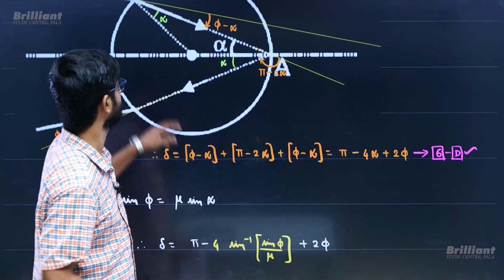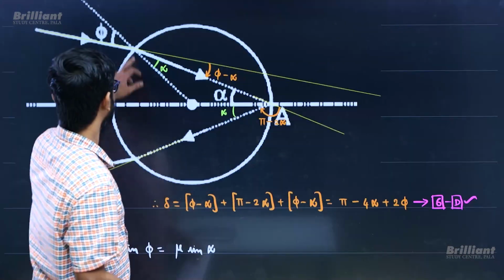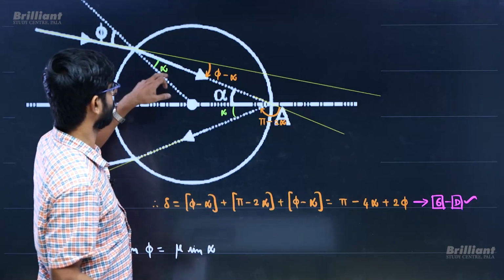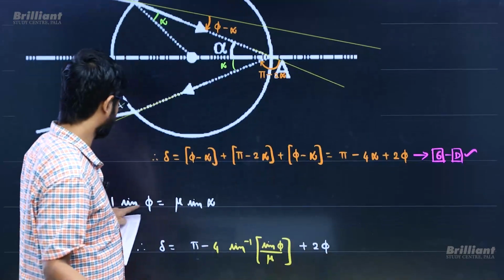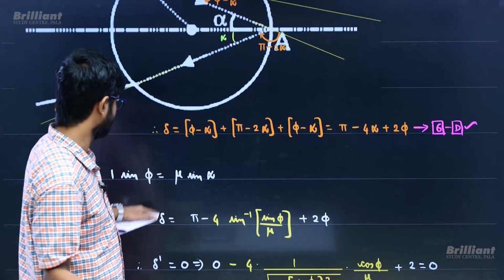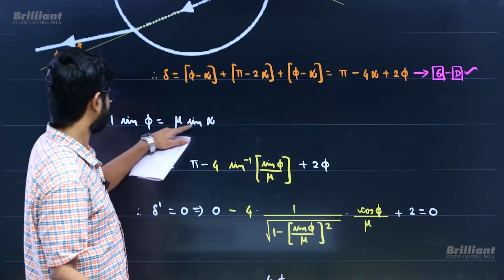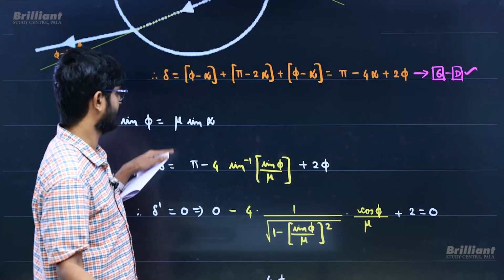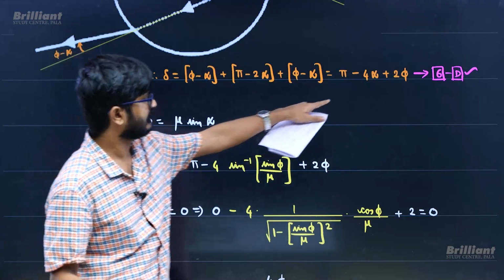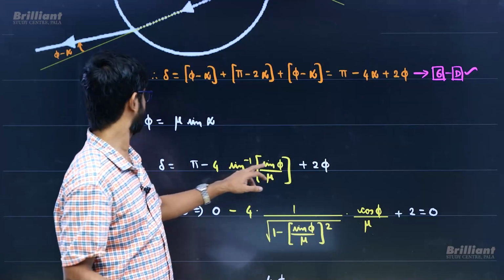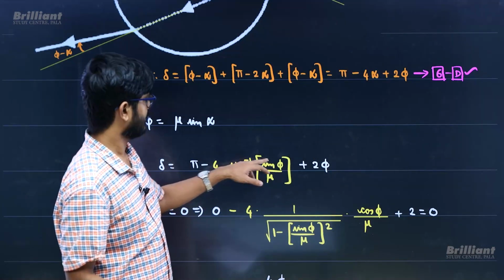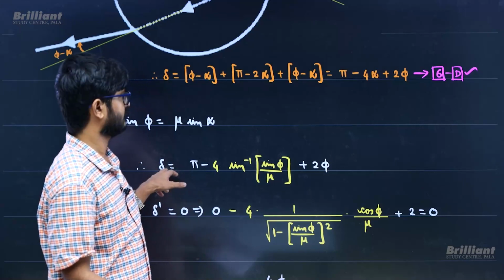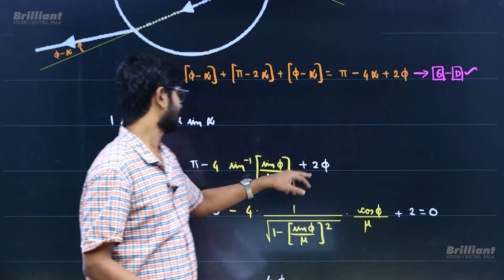So for that I will be using Snell's law. At this point 1 sin phi equals mu sin alpha. So from here alpha is going to be sin inverse of sin phi by mu, right? So this is deviation. Now this is a function of phi.